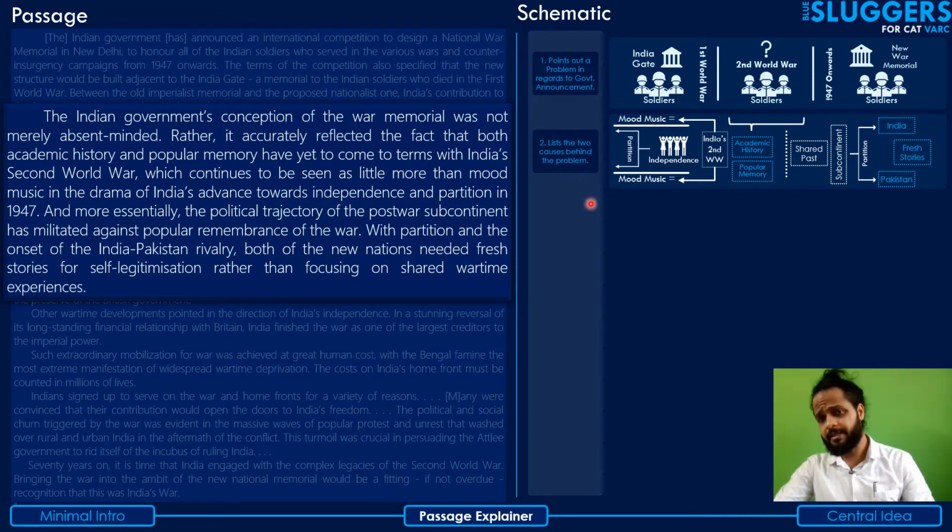So what the author has done in this paragraph is he has listed the two causes behind the problem that he talked about in the first para.